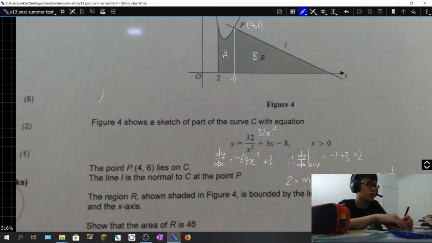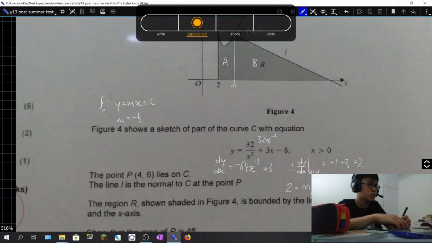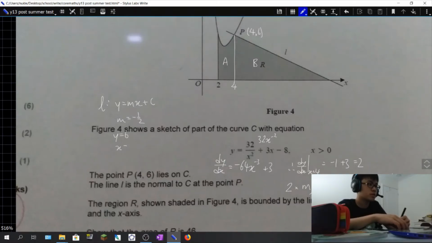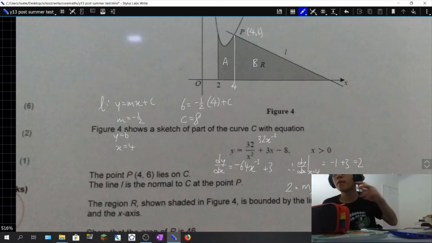Cool. So we have the gradient, and now we just want to sub it in and see what c is, because we have y is equal mx plus c, right? M is negative 1/2. We know a point 4, 6. So y is 6, x is 4. We just want to figure out c. So 6 is going to be negative 1/2 times 4. Oh, that's ugly. Plus c. So c is going to be 8, I believe.